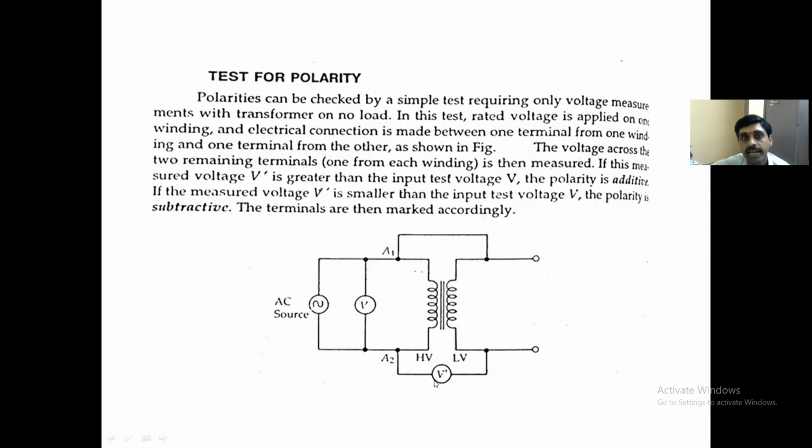We will measure. If this measured voltage is greater than the supply voltage, then the polarity is additive. If the measured voltage is less than the supply voltage, then the polarities are subtractive. So the terminals are then marked accordingly. That means the polarities can be marked according to the dot convention, whether it is additive polarity or subtractive polarity. Based on that, the dot convention can be given. So this is a simple test for the polarity of these two windings.